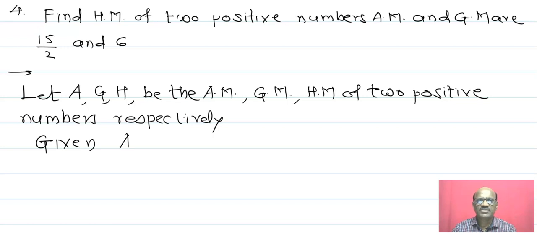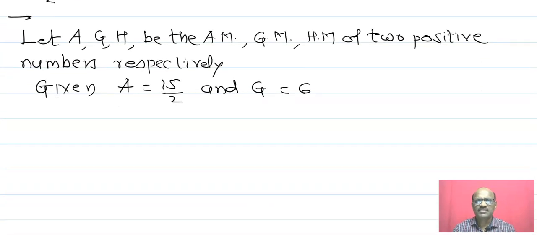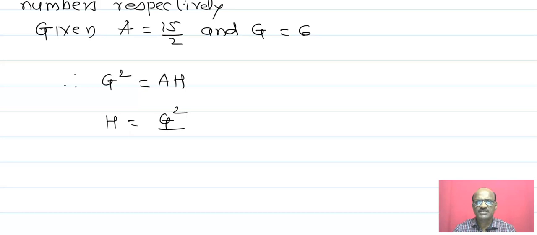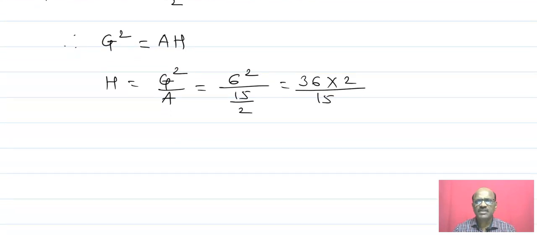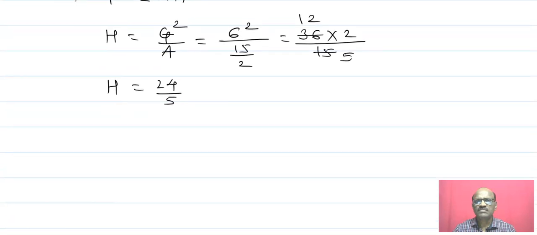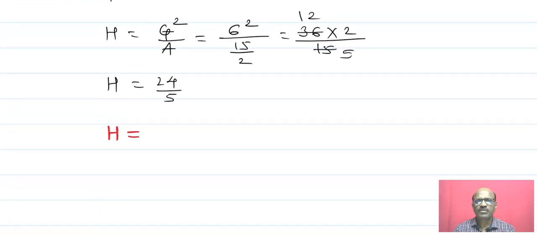Now what is the given condition? That is A is equal to 15 upon 2 and G is equal to 6. Now we have the formula G square is equal to AH. Substitute, therefore you will get H is equal to G square upon A, that is 6 square upon 15 upon 2, that is 36 into 2 upon 15, therefore H is equal to 24 upon 5.